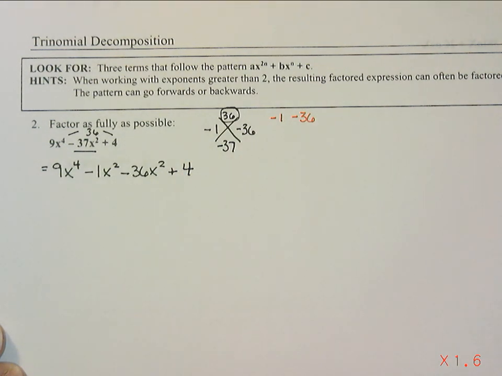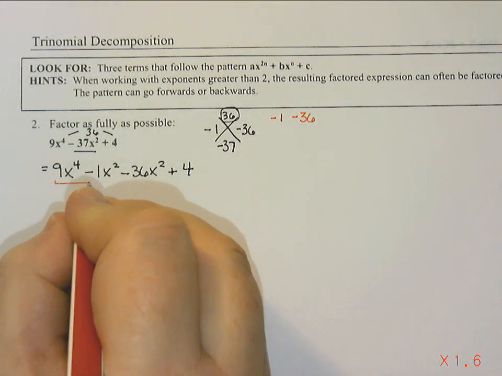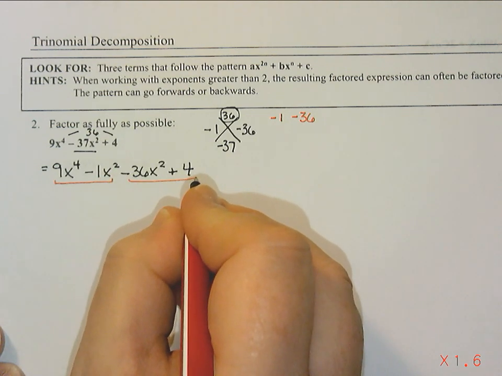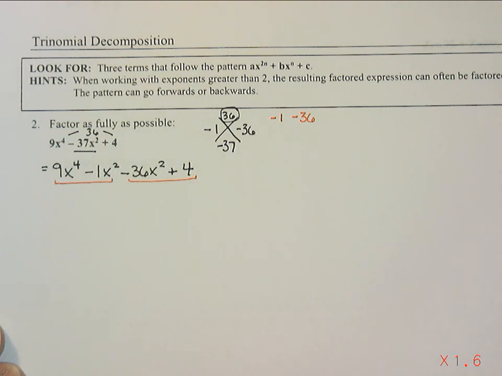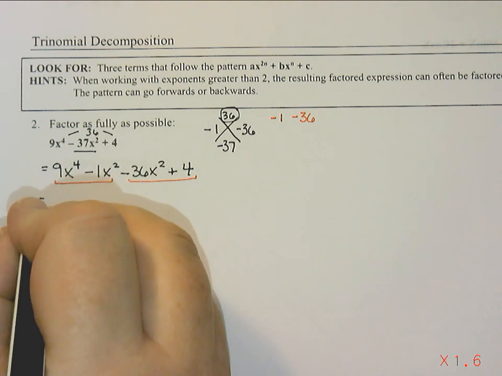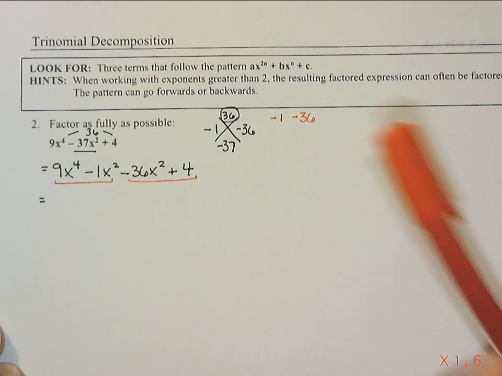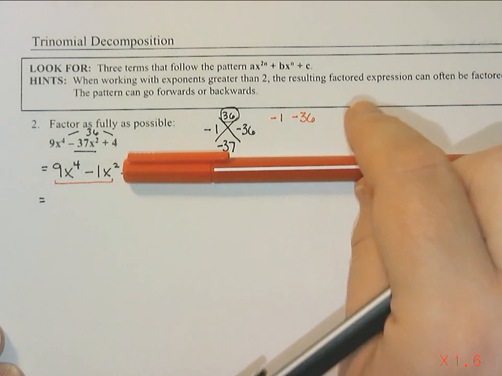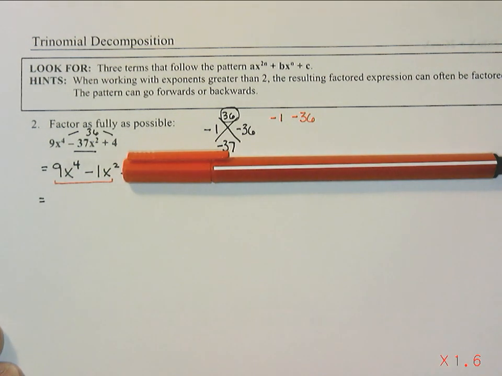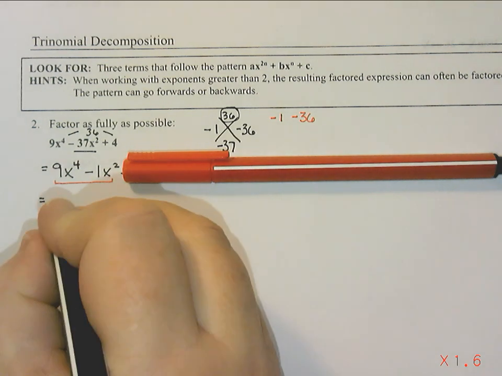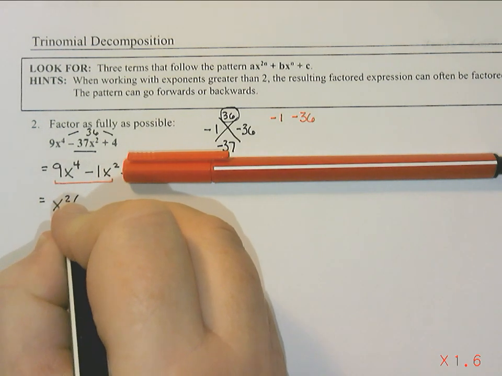From here, we're going to group. We're going to group the first 2 terms and the last 2 terms and take out whatever they have in common. From my first 2 terms, the 9 and the 1 don't have anything in common, but they both have an x, lowest exponent 2. So I'm going to take out x squared.